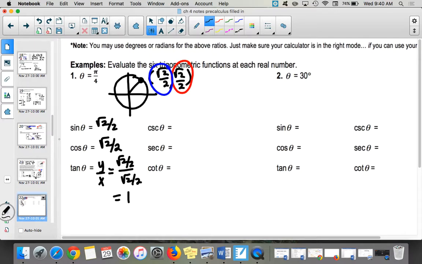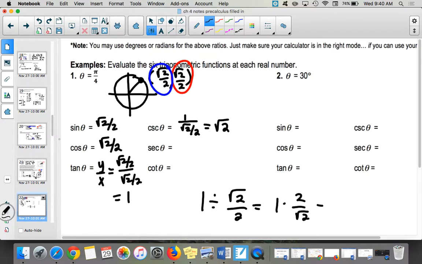Cosecant is 1 over root 2 over 2. Do you guys remember what 1 divided by root 2 over 2 was? It ends up being root 2, because root 2 over 2 is really 1 over root 2. We just rationalized it. Do you want me to show you the step to do that? 1 divided by root 2 over 2 is 1 times 2 over root 2. And then 2 over root 2, you can rationalize. This becomes 2, which cancels with that. So you get root 2.